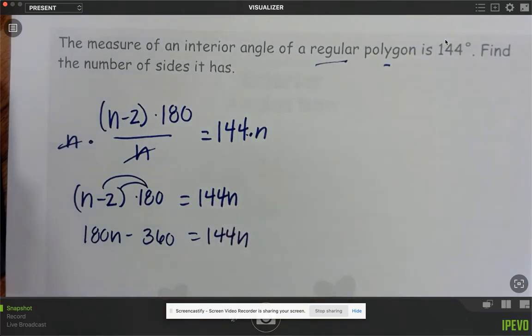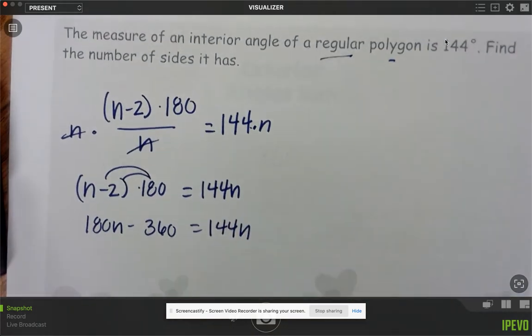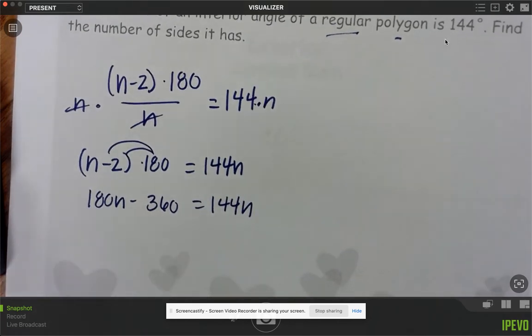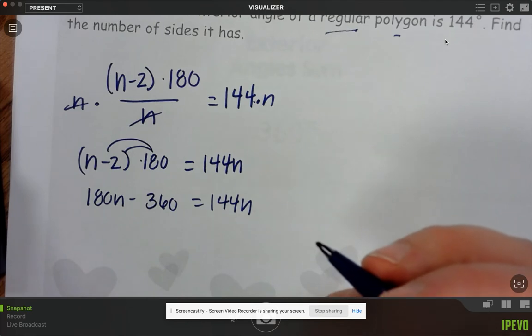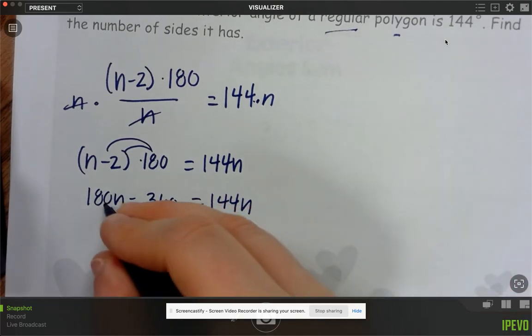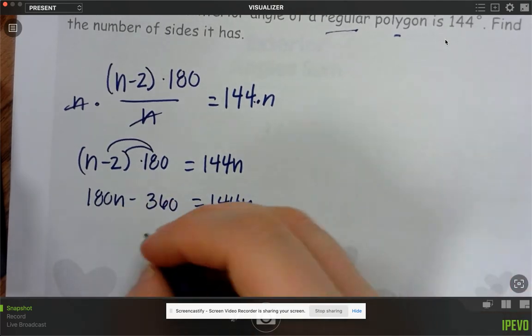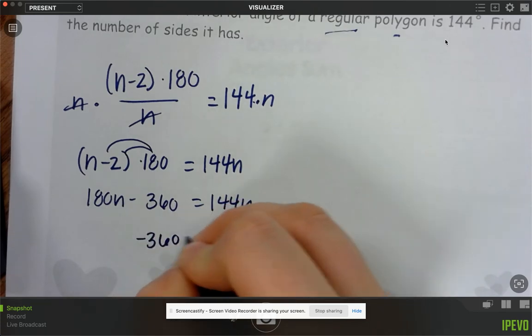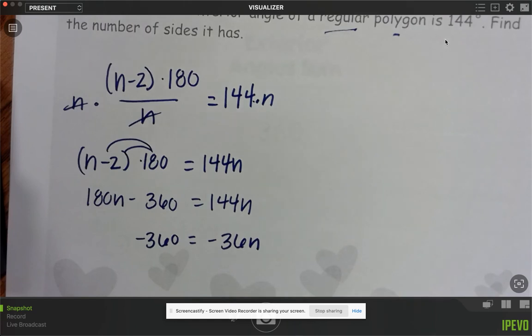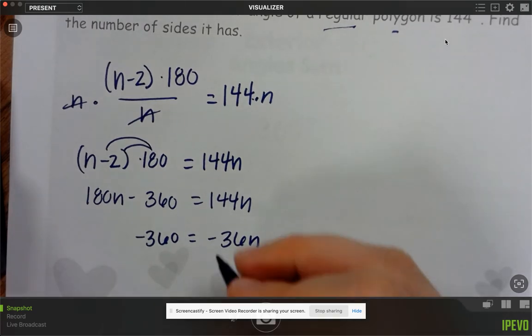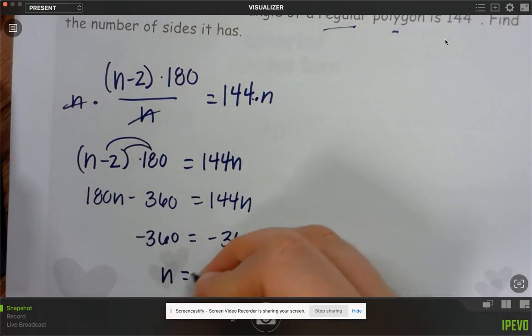And now you have a problem you're used to seeing, right? We want to get our n's to one side and our numbers to the other. So let's see here. If I subtract 180n over, we're going to have negative 360 equals negative 36n. Divide by negative 36, and we should get n equals 10.